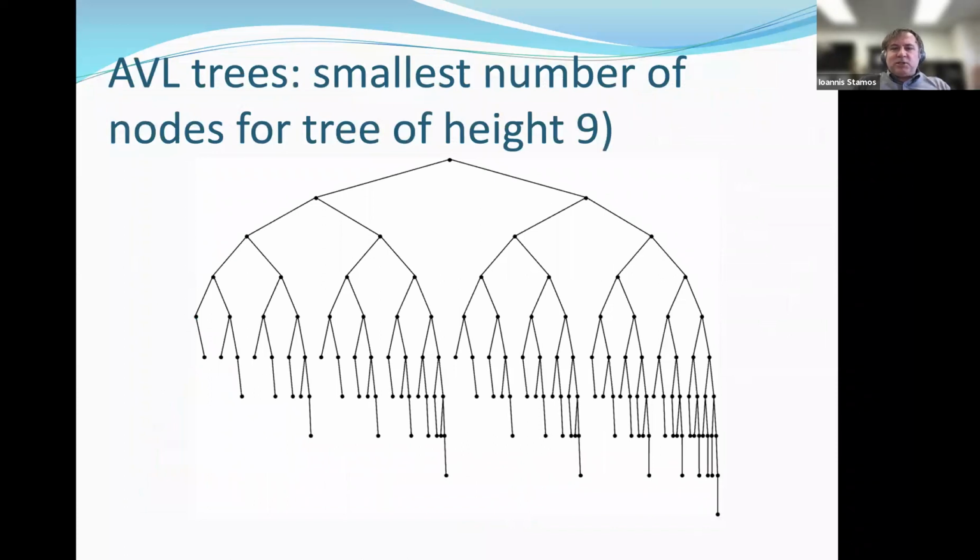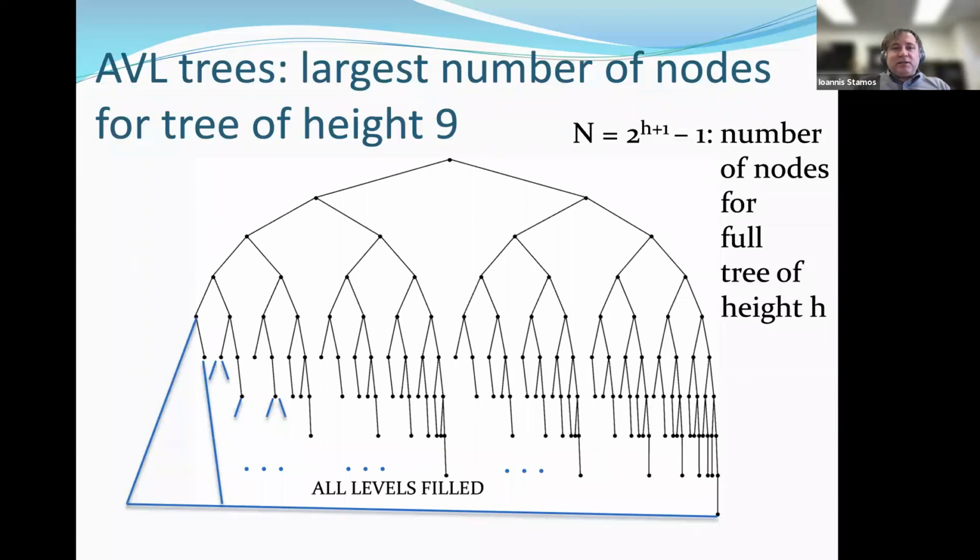Here is the AVL tree of minimum number of nodes for a specific height. Here's the AVL tree of the maximum number of nodes for a specific height, and that is just a full tree. I fill all the levels. That's still an AVL tree of a specific height. If I add one more node, I will go to a bigger height. So that's the AVL tree of maximum number of nodes for height 9.